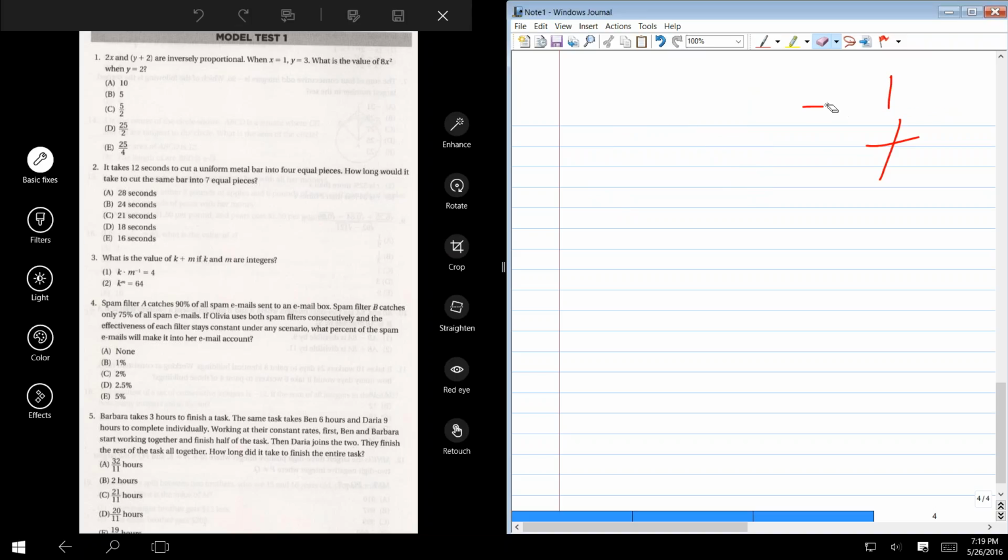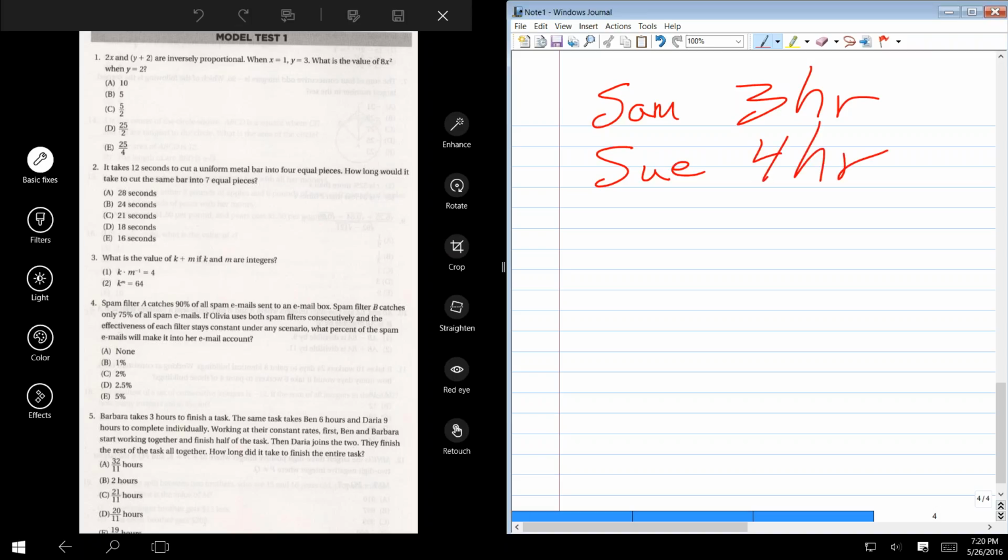Eric and I kind of came up with a way of doing work problems that I really, really liked. And let me run it by you. Let's start with a simple version. This is actually a fairly tough word problem, but let me give you a different one. Let's say Sam takes 3 hours to paint a house or to finish a task, and Sue takes 4 hours. Working together, how long would it take them to finish the house?